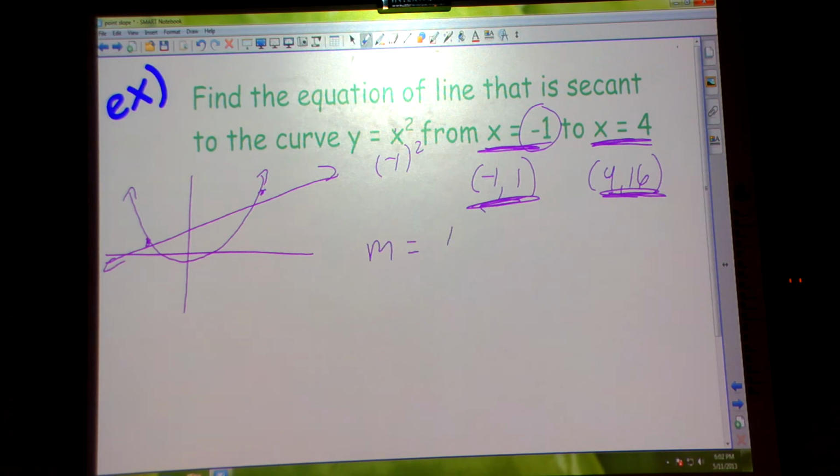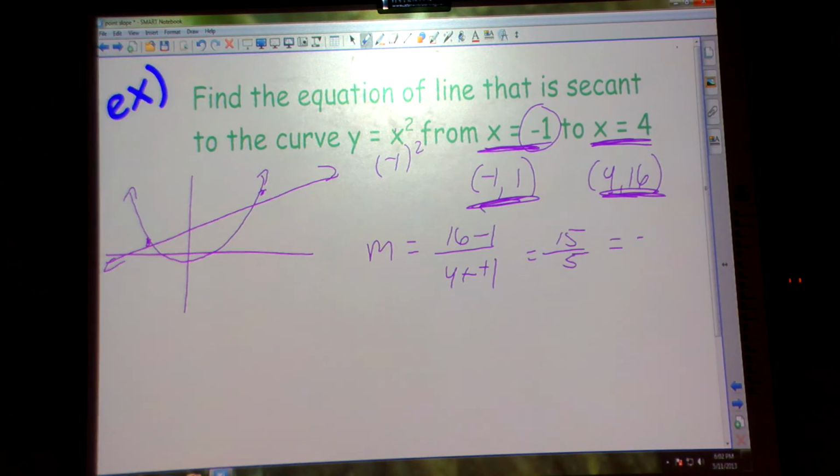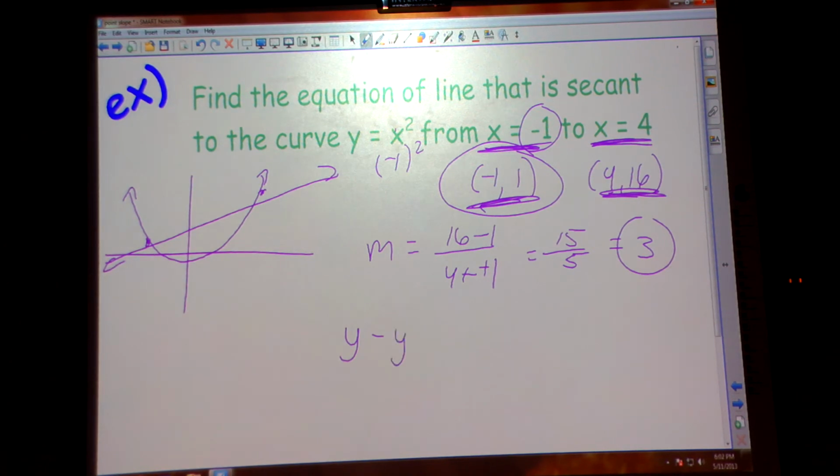So m is 16 minus 1, my y minus y, over x minus x. 4 minus -1, which is really plus. So I have 15 over 5, which is 3. Now, pick a point. I'm going to use the smaller one. We're going to do point-slope form with my m and my point. So y minus your y, in this case, which is, well, I'll go ahead and write down the formula because I'm a good little mathematician.